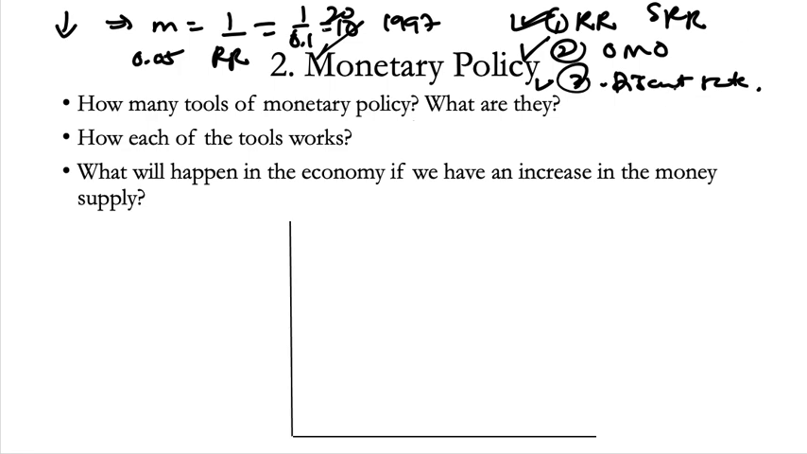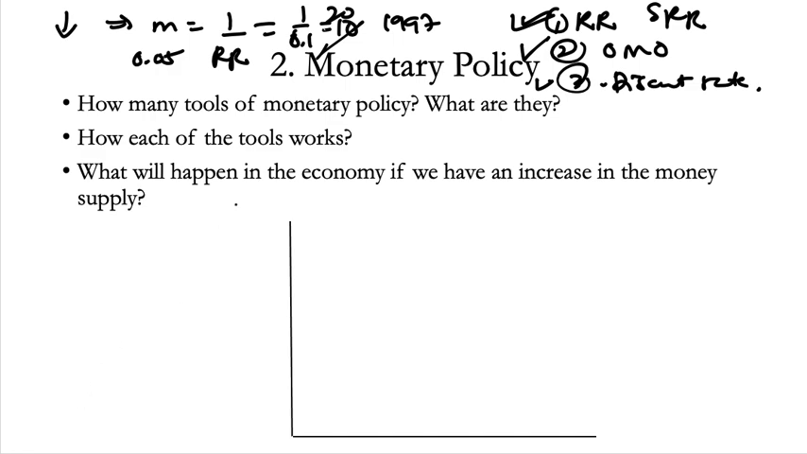And discount rate is the interest rate charged by the central bank to the commercial banks if they want to borrow money from central bank. So if the discount rate is lower, they will borrow more and they can even invest more later, isn't it? So these are the tools.